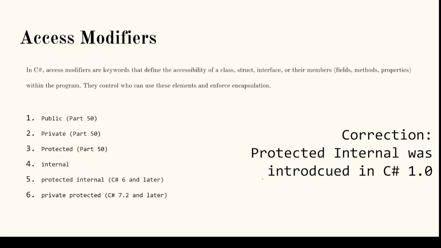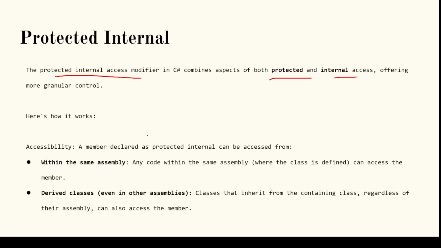Now let's understand the fifth access modifier, that is protected internal. It was introduced in C# version 6. It will work like this. If we have defined any member as protected internal, it means it will be available within that assembly, and it will be available in other assemblies also, but only if they have derived that class.